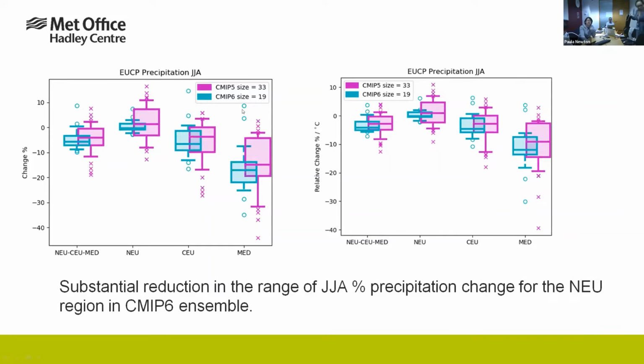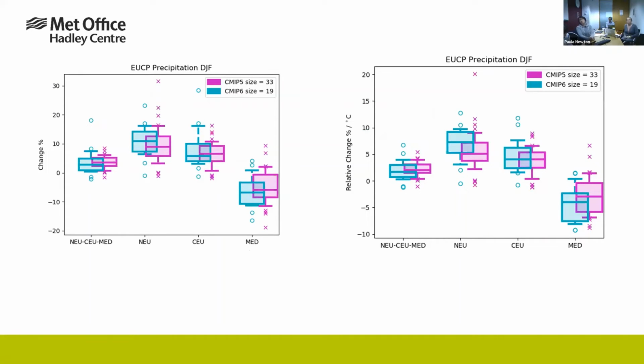Again, in the relative change, I looked at the percentage change in precipitation per degree of global warming, and we're not really seeing a particularly different picture there. Again, we've just got this very reduced range in projections for the summer in the Northern European area. This is the precipitation change for the winter, and again, we're not seeing a huge difference between the CMIP6 and CMIP5. So the short answer to whether there is a big difference between CMIP6 and CMIP5 for our European projections in winter precipitation is no.